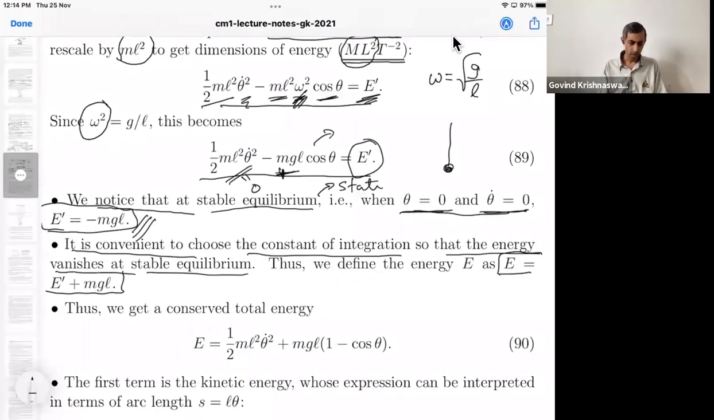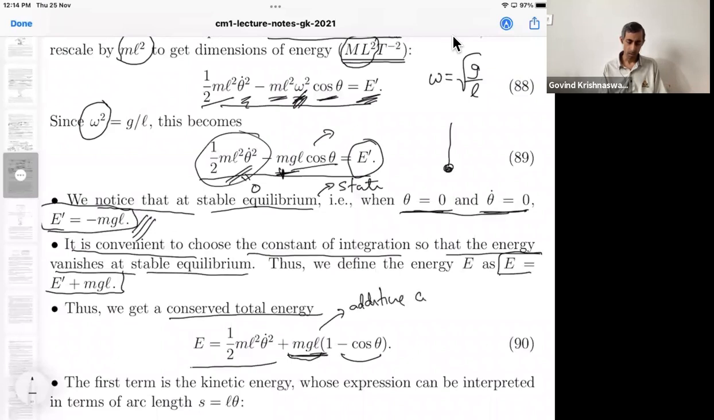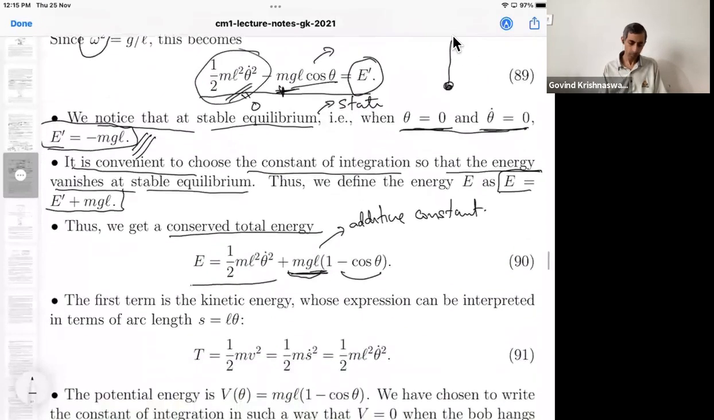So we're going to define a new energy, a conserved total energy, as half ml squared theta dot squared, which is already present, minus mgl cosine theta, which is already there in E prime, plus this mgl, which is an additive constant. Anyway, it was a constant of integration. I'm adding yet another constant to that, just for physical convenience. So this will be our proposed total conserved energy.